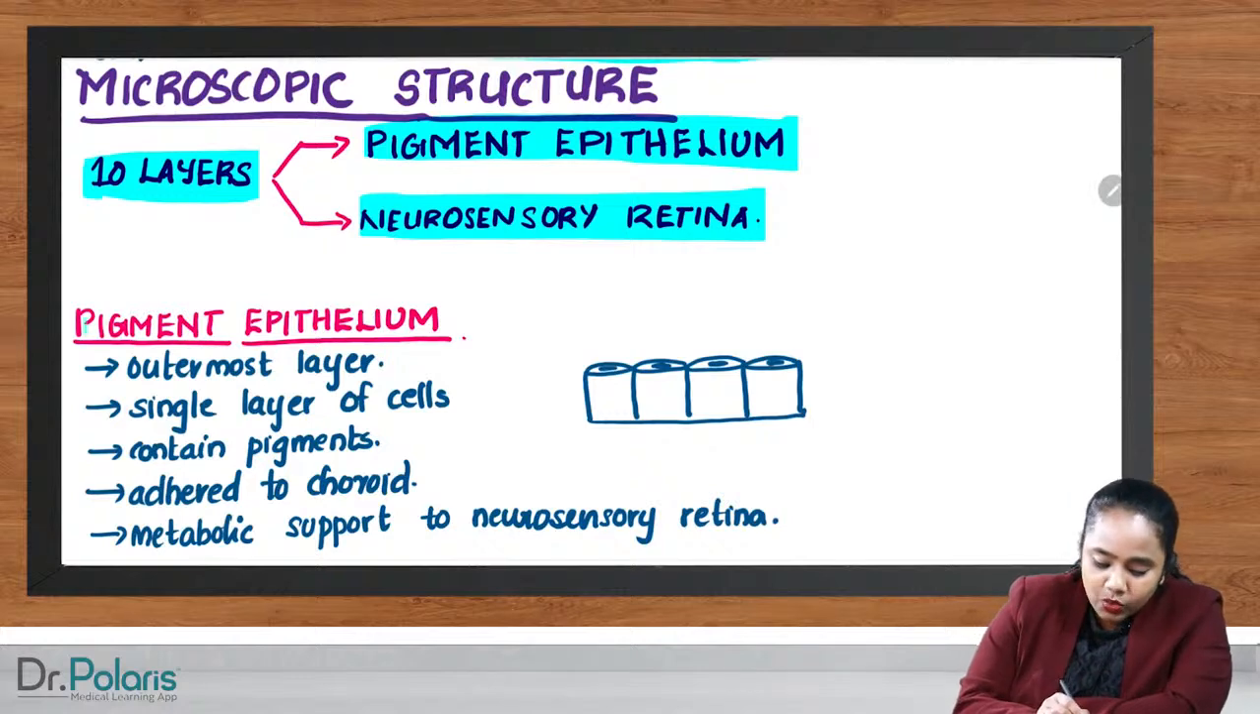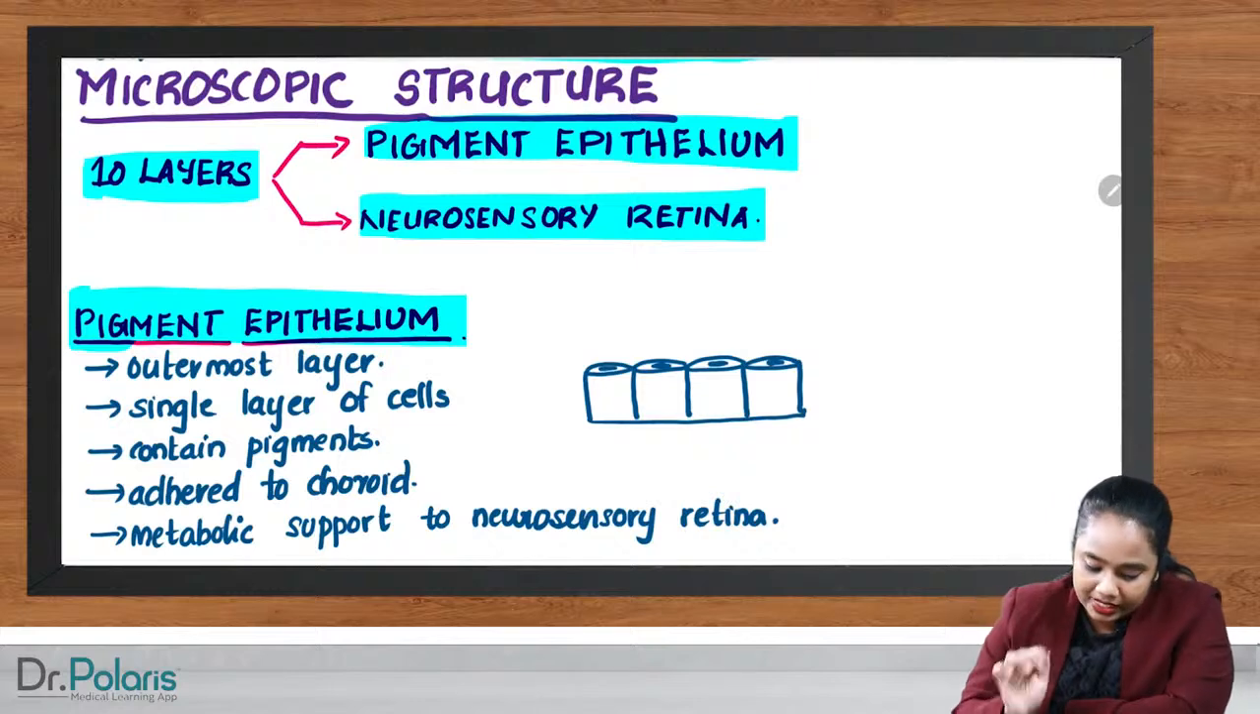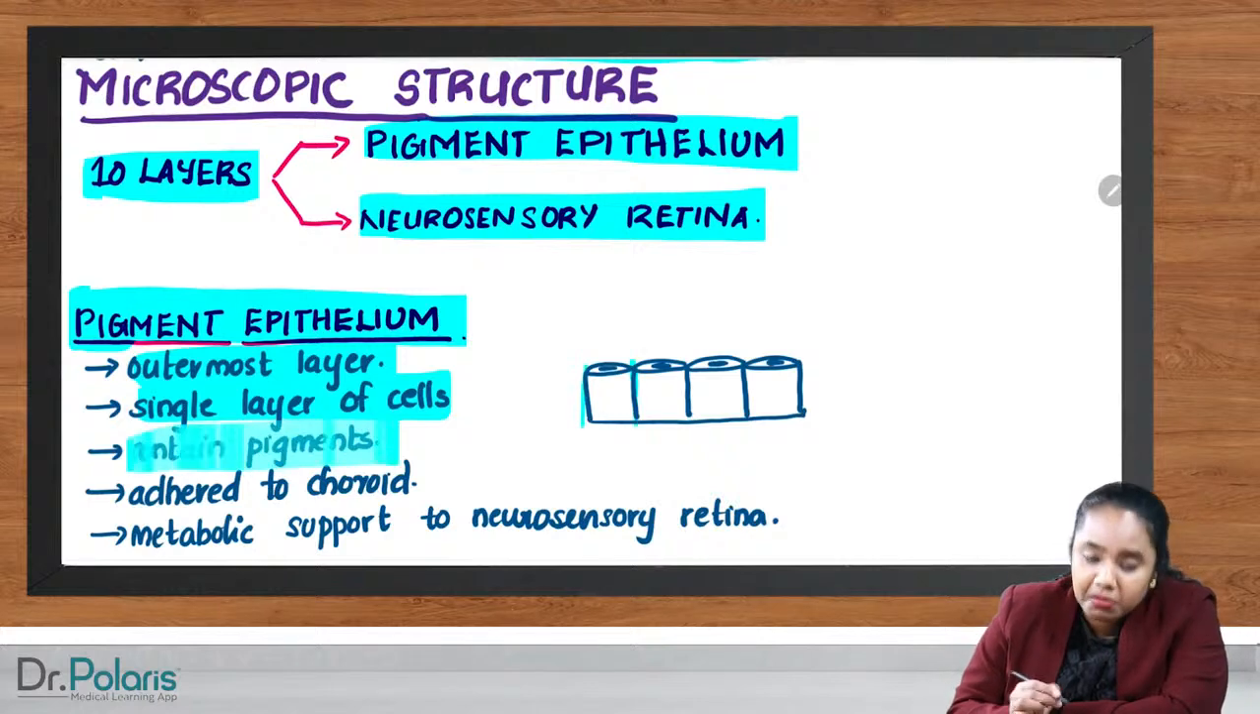Now let us see what the 10 different layers are under microscopic examination. The first one is the pigment epithelium. The outermost, topmost layer is the pigment epithelium, and it is a single layer of cells. You can see here it will be a single layer of cells like this, and it contains pigments, that is why the name is pigment epithelium, and it is strongly adhered to the choroid.